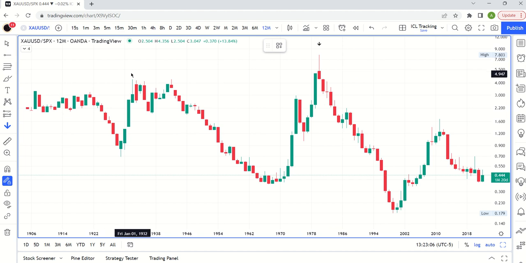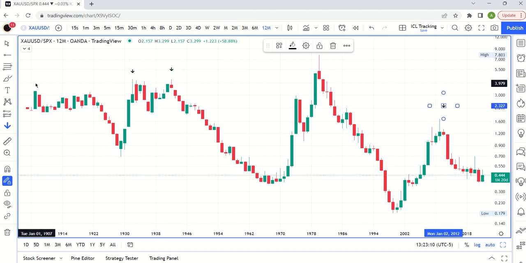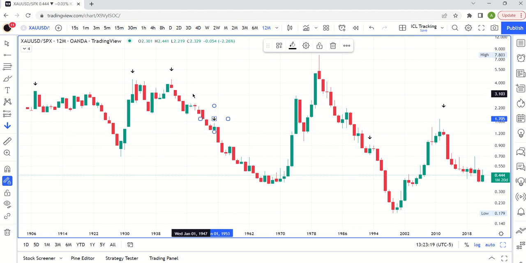I'll just label the other ones. I'll go quickly here. That's another one. That's another one. That's another one. Didn't last too long. Of course, there are other ones here as well. We're not going to mark literally every single one. This is just to give you an example.